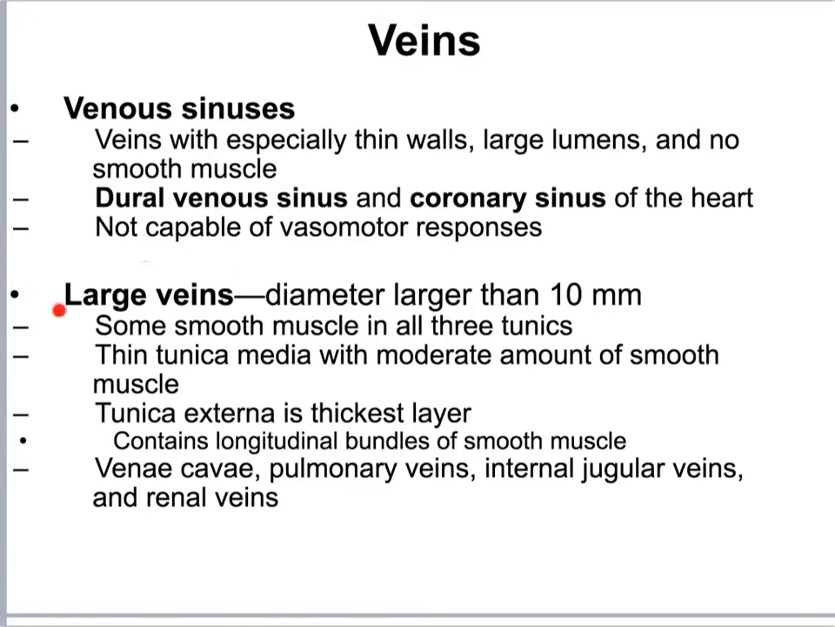Large veins, this is mostly going to be your superior and inferior vena cava, pulmonary veins, internal jugular veins, and renal veins. They have a thin tunica media with a moderate amount of smooth muscle, and a thick tunica externa containing longitudinal bundles of smooth muscle, so they can actually shorten and lengthen themselves if they have to.